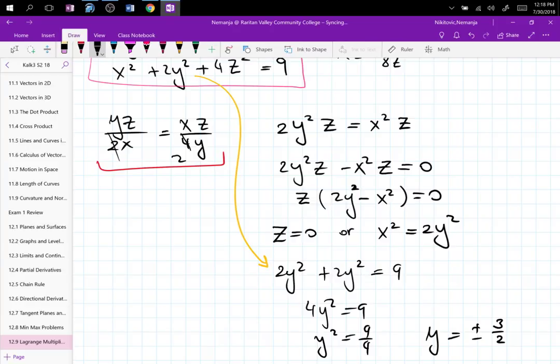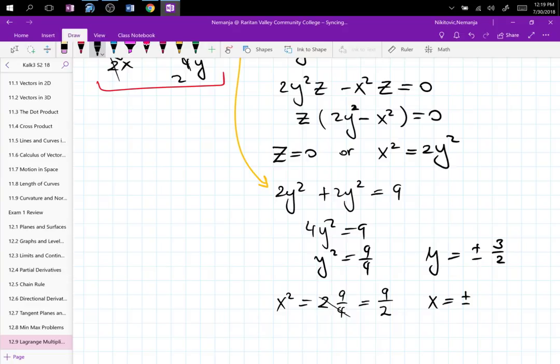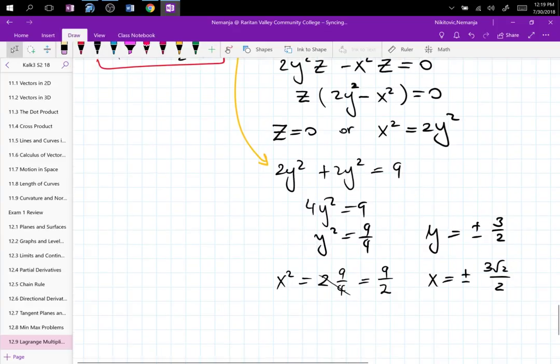And if I have y squared, then x squared is equal to 2 times y squared, which is 9 over 4. These guys die. We just have 9 over 2. So x is plus minus the square root of this, which is 3 root 2 over 2. Right? The square root of 9 is 3. The square root of 2 is square root of 2. Rationalize.